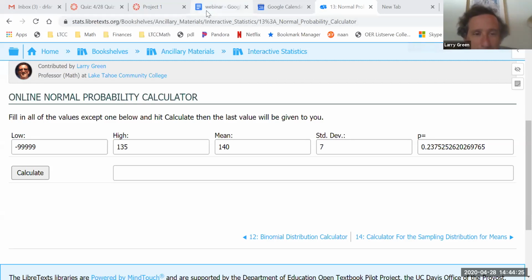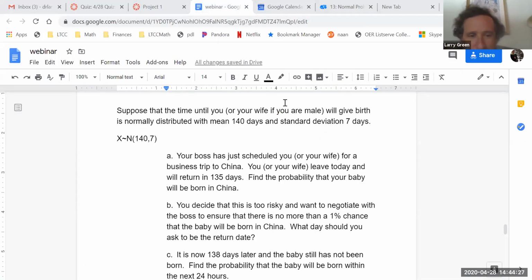So here's part B. Part B is you decide it's too risky. So you're going to negotiate with your boss. And you're going to say, well, if it's no more than a 1% chance, I'll be all right with that. Does that sound reasonable? Okay, so what day should you ask your boss to be the return date? Any questions on the question?